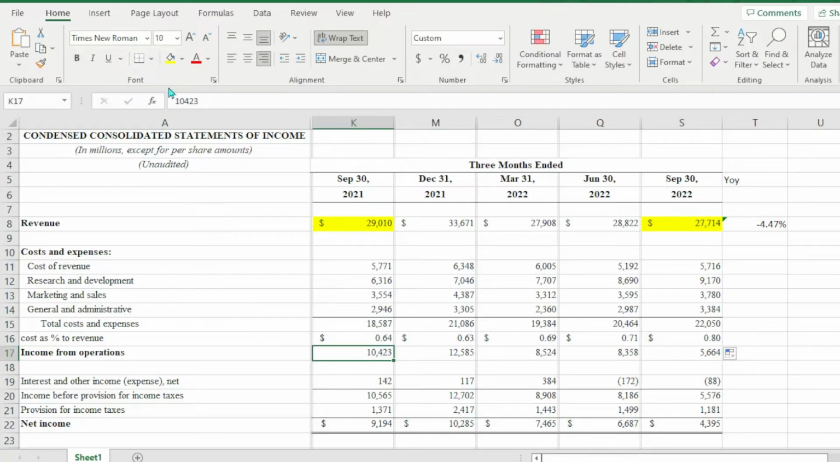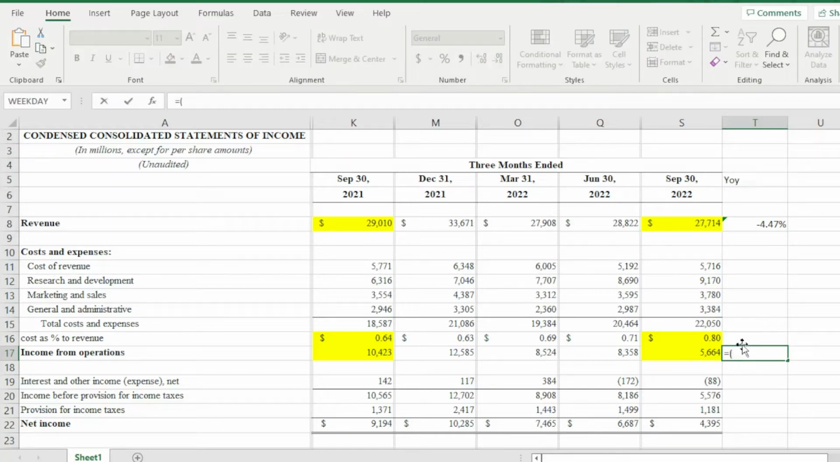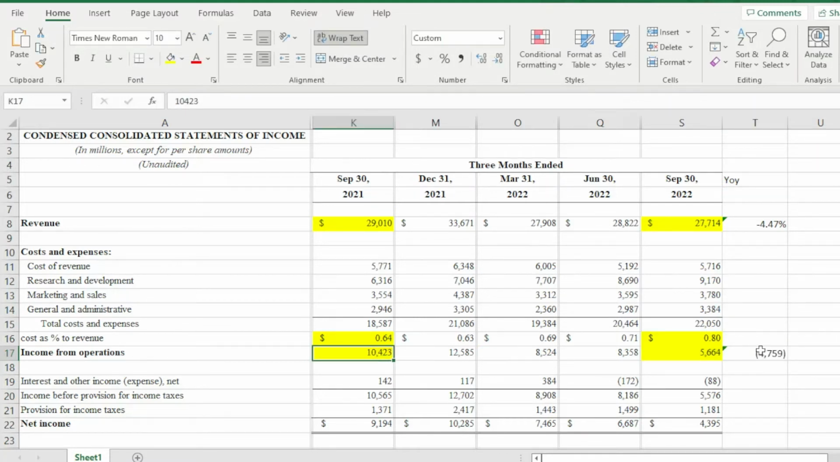So here, we're looking at 10.423 billion. Here, we're looking at 5.664 billion. Now, not only did we have revenue decline, we had the cost increase. So let's go ahead and highlight this as well. So now we can actually go ahead and do a comparison. So we're going to do the similar method right here. We're going to get the current that we're comparing minus the base, and then we're going to divide by the base.